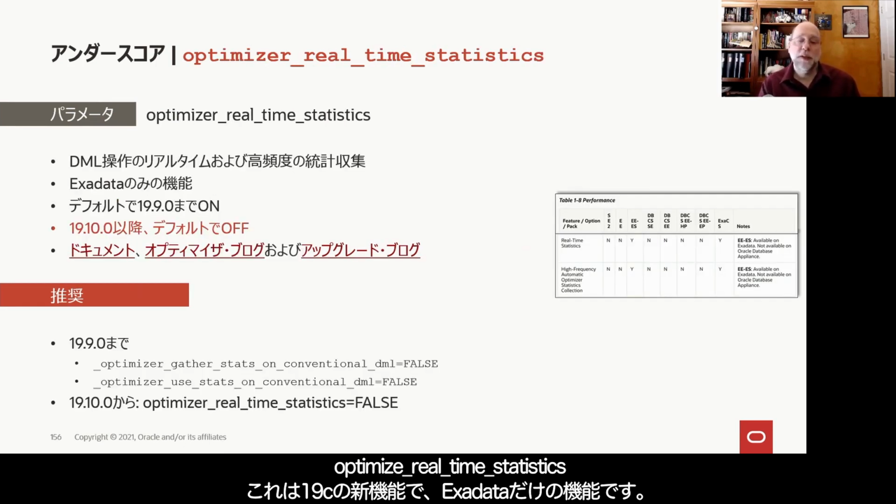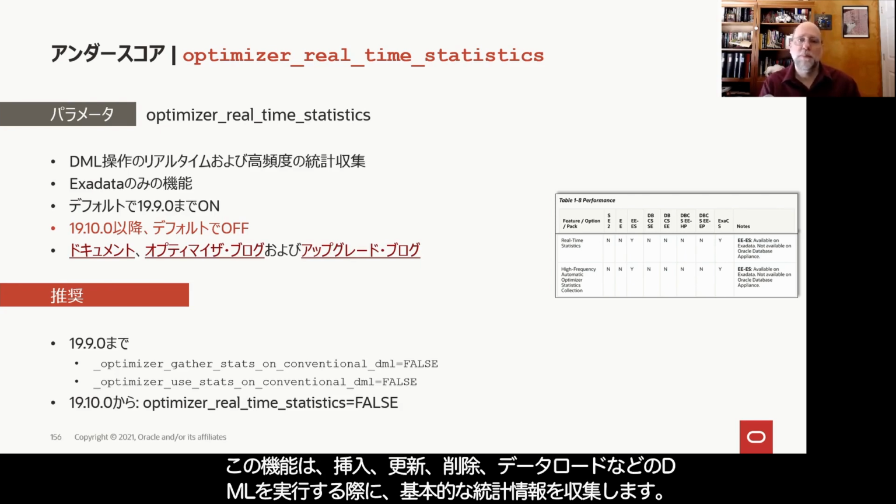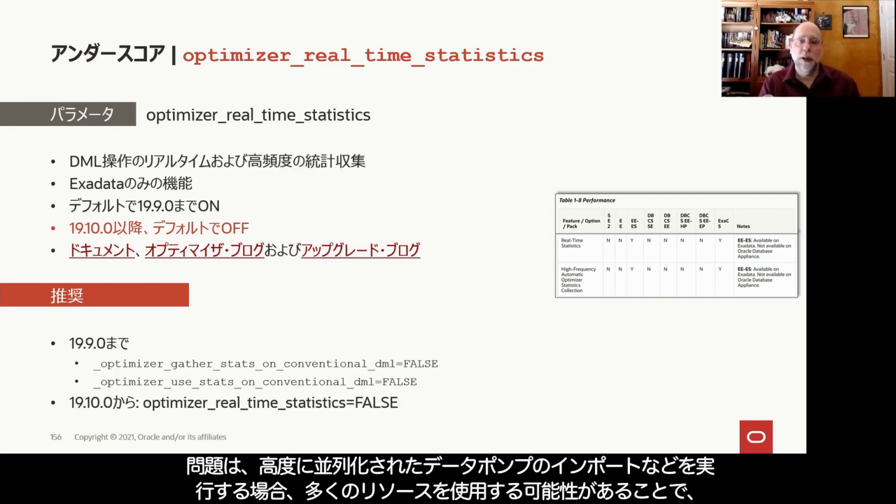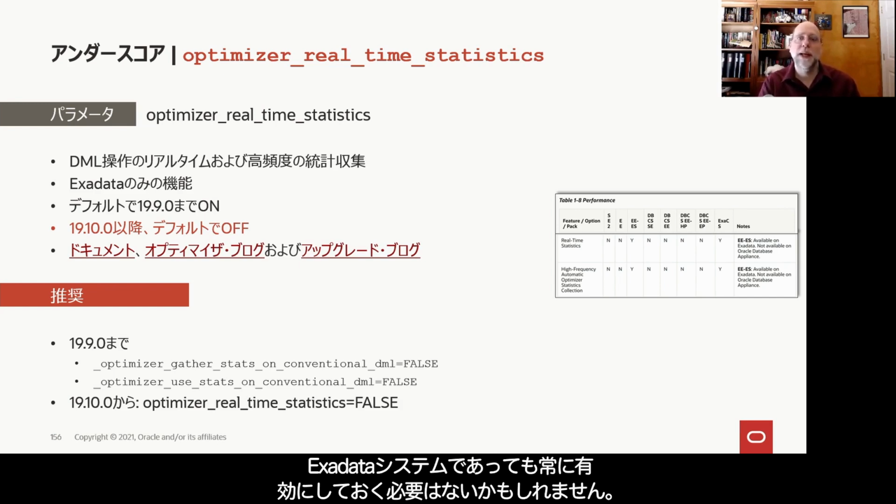Optimizer real-time statistics. This is a new feature in 19C, and it's an Exadata only feature. What it does is it gathers basic statistics when you're performing DMLs, such as inserts, updates, deletes, and data loads. The problem is that it can use a lot of resources if you're performing, say, a highly parallel data pump import, and you may or may not want it enabled all the time, even on an Exadata system.